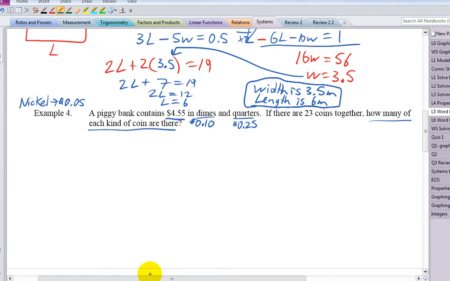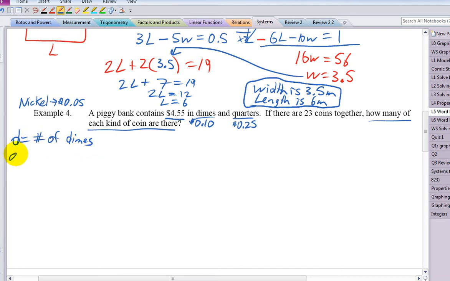So what could we use to represent how many dimes there are? What letter? D. So D equals the number of dimes. Then what can we use to represent quarters? Q. Q equals the number of quarters. All right. Good.